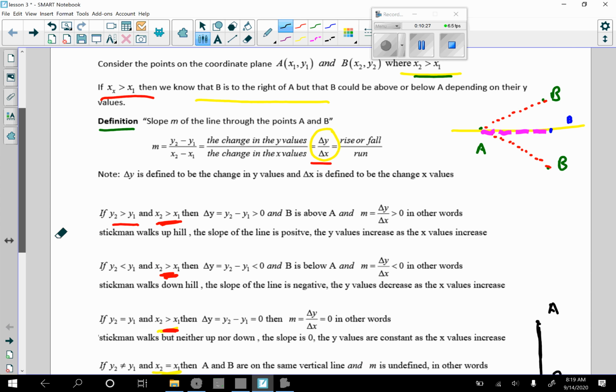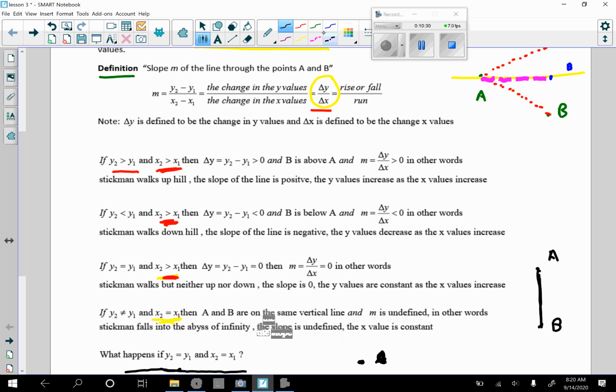Oh, right here is the slope formula. So we're going to do some analytical slopes. Right here is the slope formula. Don't forget that.